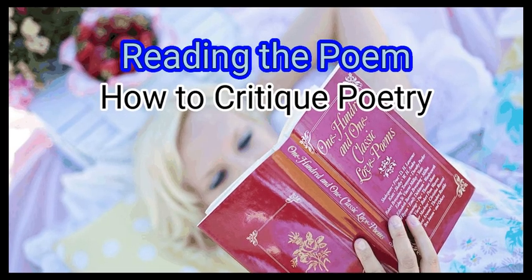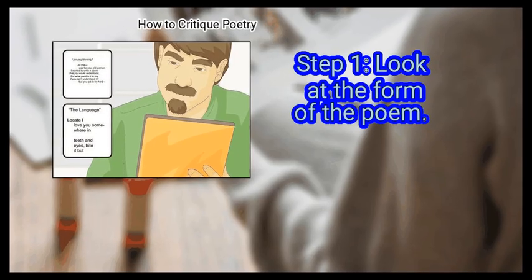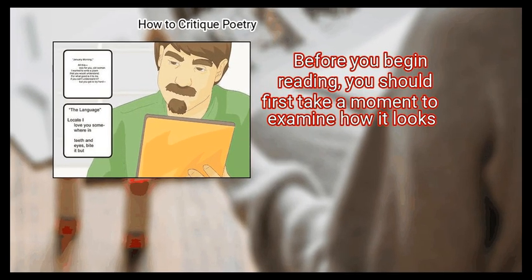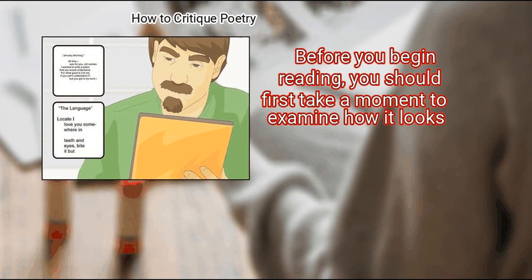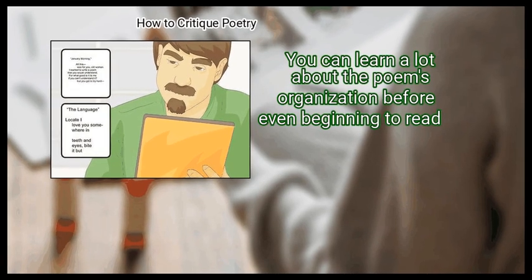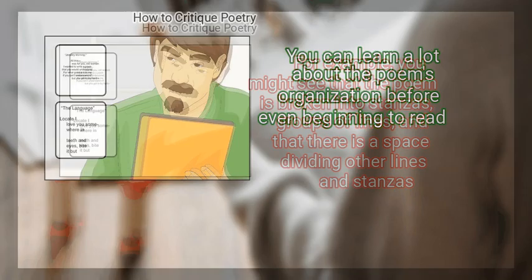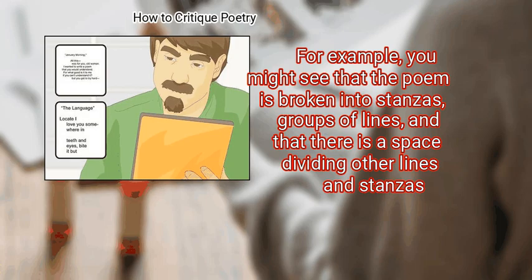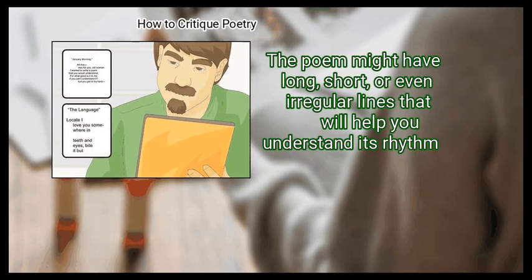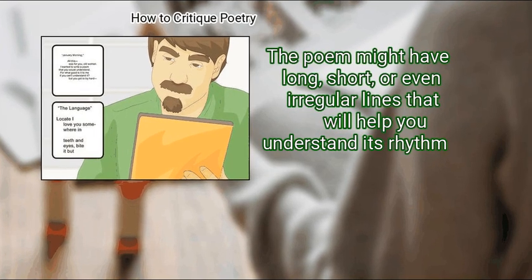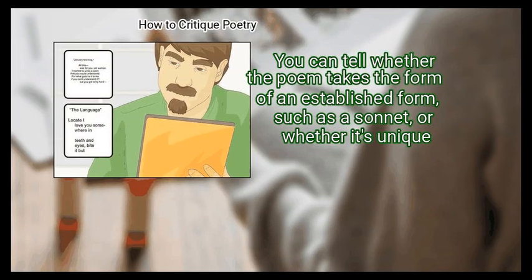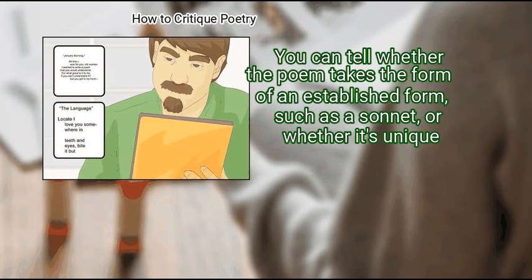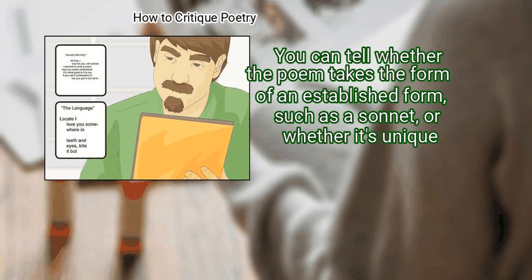Method 1. Reading the poem. Step 1: Look at the form of the poem. Before you begin reading, you should first take a moment to examine how it looks. You can learn a lot about the poem's organization before even beginning to read. For example, you might see that the poem is broken into stanzas, groups of lines, and that there is a space dividing other lines and stanzas. The poem might have long, short, or even irregular lines that will help you understand its rhythm. You can tell whether the poem takes the form of an established form, such as a sonnet, or whether it's unique.